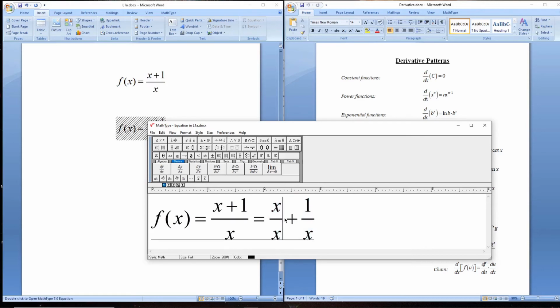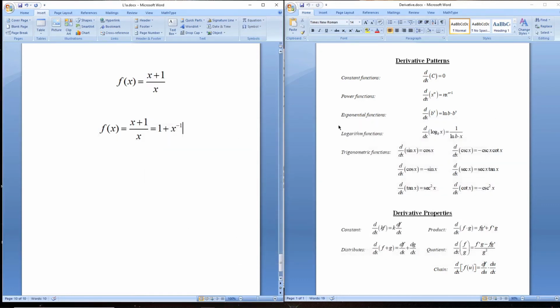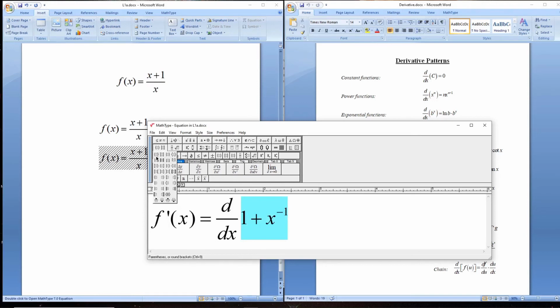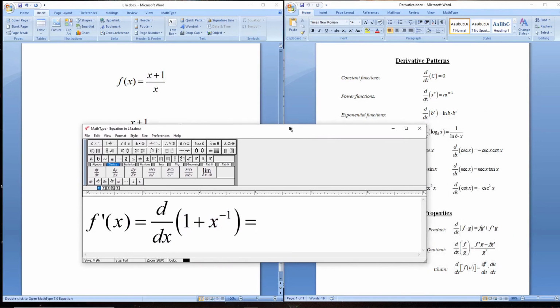But this is a very useful maneuver for making things simpler. Because x divided by x is 1, and 1 divided by x is x to the minus 1. And these are both derivative patterns that we know. And so what is the derivative of this function then? Well, the derivative distributes, so we can do each term individually.